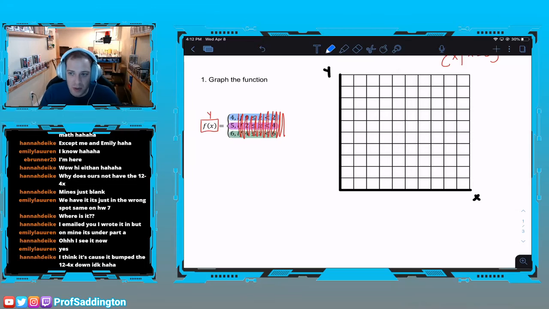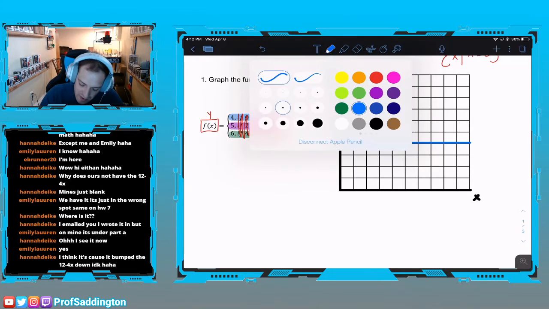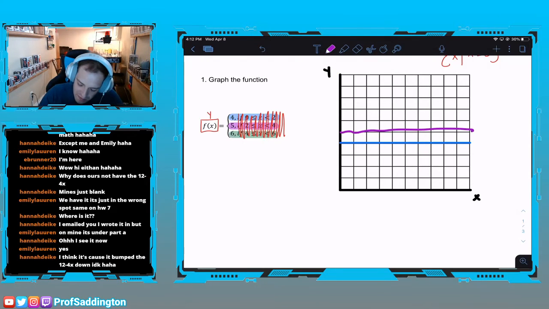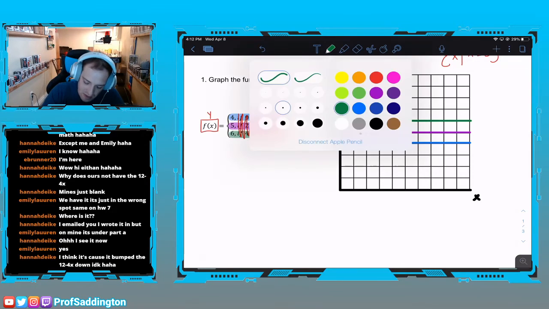And now I'm going to graph all three of those. So I'm going to graph y is equal to 4. I'm going to go up to 4. And actually, I should keep the line a little bit thicker so it's easier to see. So I have y equals 4. I'm going to draw a line all the way across. I also have y equals 5, so I'm going to go up to 5 and go all the way across. And I'm also going to draw one at 6 all the way across. So if I just were to ask you to graph these lines, we have 6, 5, and 4.